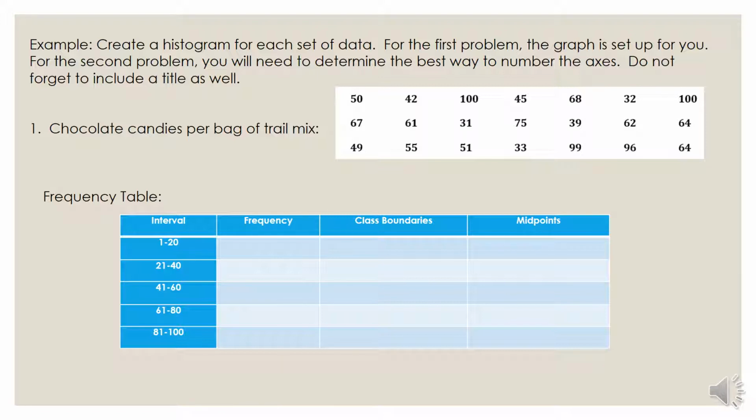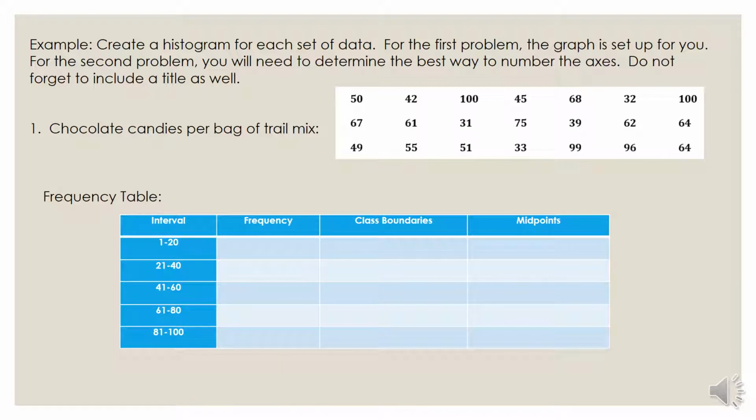It says the first interval goes from 1 chocolate candy to 20 chocolate candies, then 21 to 40, 41 to 60, 61 to 80, and 81 to 100. Now, a good rule of thumb for how to set up these intervals is to look at your data, identify the smallest data point and the largest data point, and then that'll help you determine how you want to set up your intervals. Our next column is the frequency column.